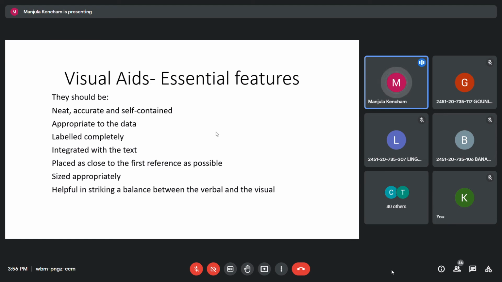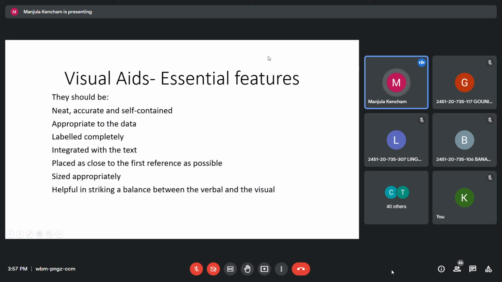Also, how well does it fit into your presentation? Does it blow out of proportion compared to the actual content of your presentation? Can you do away with your entire presentation with the help of only 2 to 3 visual aids, without any information presented to the audience? Something like that has to be thought about when you are thinking about visual aids, the essential features.